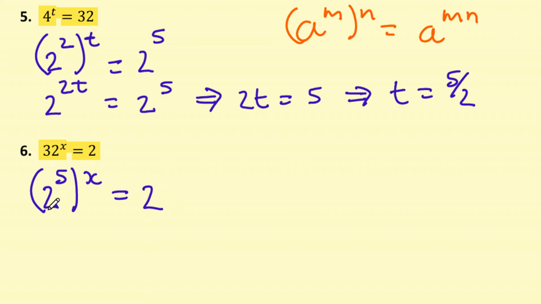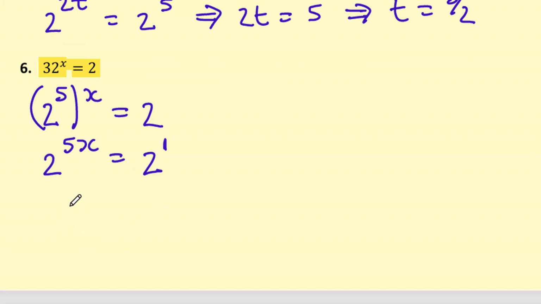Now, on the left-hand side here, we can apply this exponential law. Because we have brackets, we can multiply out the powers. So 2 to the power of 5 times x, so 2 to the power of 5x equals 2. Now, there's a 1 here as a power of 2 that we don't write. Since the bases are the same, we can make the powers equal. In other words, 5x will equal 1. And solving for x is 1 over 5.